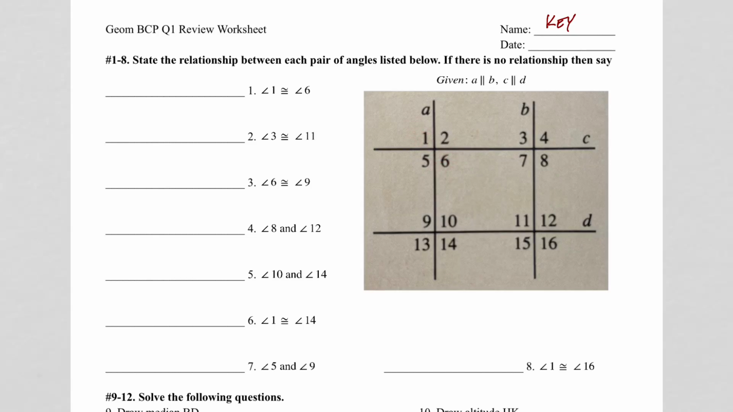Okay, 1 and 6, those are vertical angles. 3 and 11, those are corresponding angles. Okay, 6 and 9, these are on alternate sides of this transversal, but they're on the interior, so these are alternate interior angles.